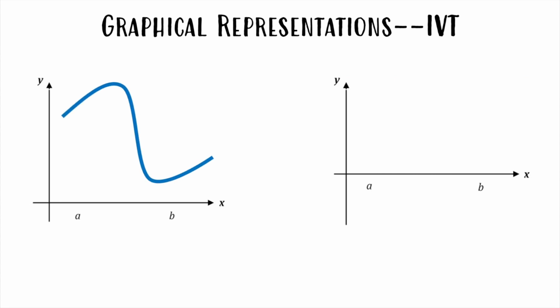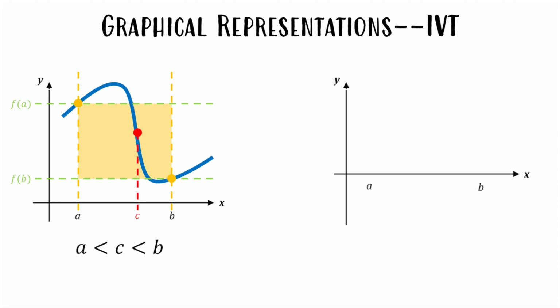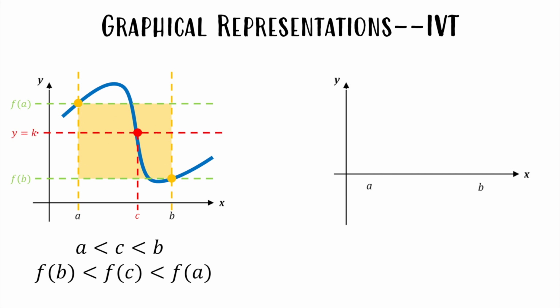So here we have this beautiful graph. It's continuous, and we're saying that it's continuous on this closed interval between a and b. Now, f of a is in a different spot than f of b. That's important. What we're saying is that in between a and b, there's some x value of c, such that f of c is between f of b and f of a.